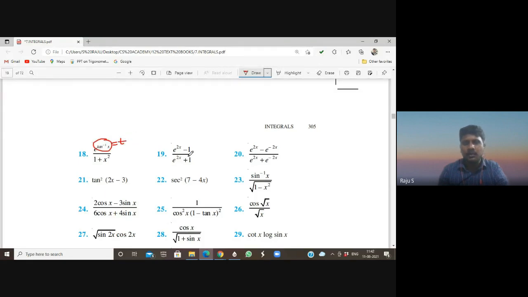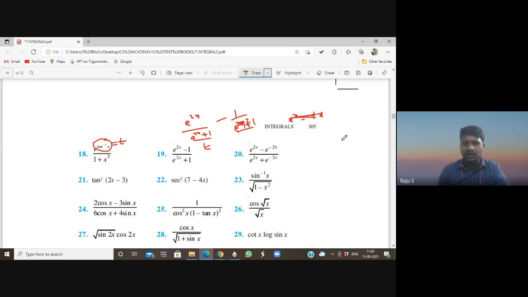Here we can do in two ways. You can write it separately, as e power 2x by e power 2x plus 1 and minus 1 by e power 2x plus 1. Now in this case, e power 2x plus 1 you can consider as t. The second one is different, this I can explain to you. Here actually we can write e power x whole square, and e power x you can consider as tan x. Okay, I'll explain this question.